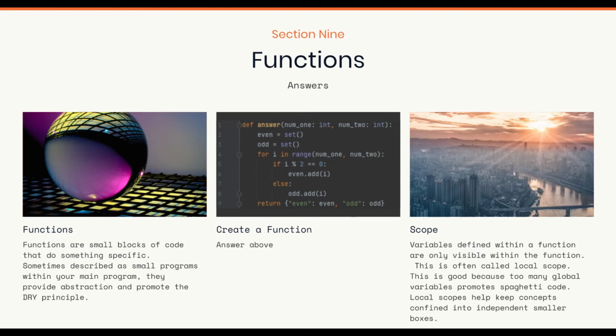And then scope. Variables defined within a function are only visible within the function. This is often called local scope. This is good because too many global variables promote spaghetti code.